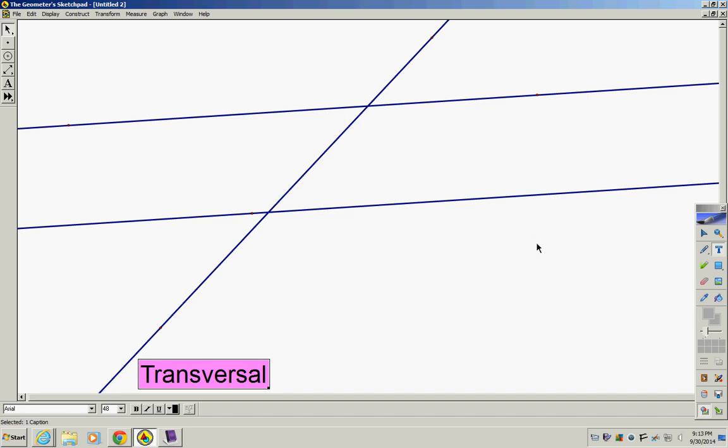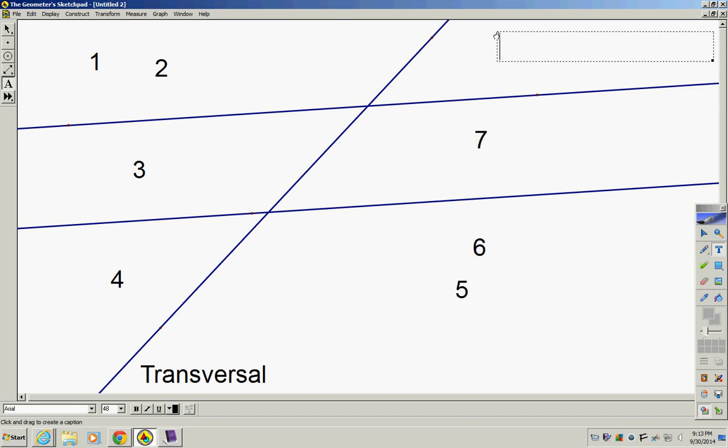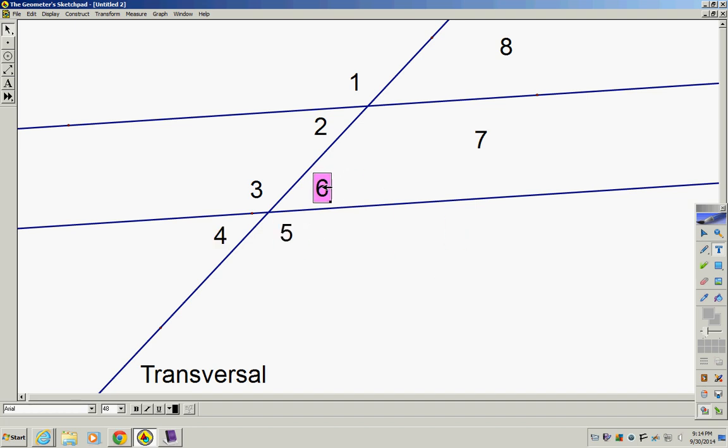All right, so we've got a bunch of angles here, and I like to use numbers because I think it's easier. So I'm going to make a 1, a 2, a 3, a 4, a 5, a 6, a 7, and an 8. I'll show you where we're going to put those. I'll just line them up. It doesn't matter where. 1, 2, 3, 4, 5, 6, 7, and 8.